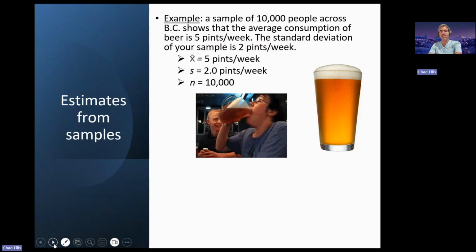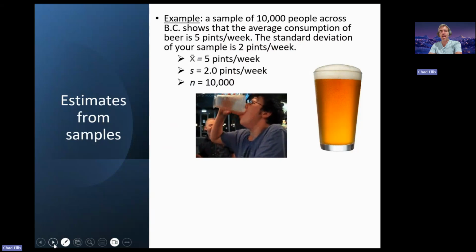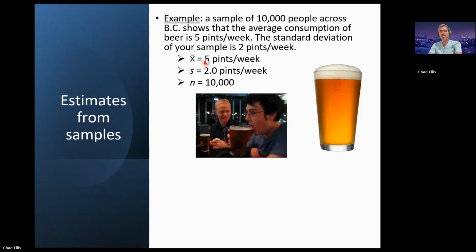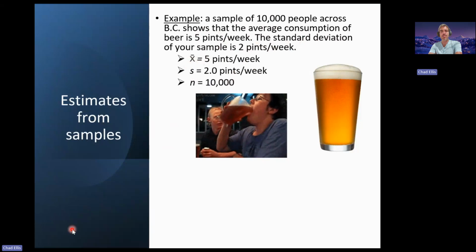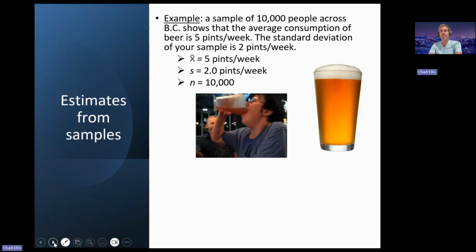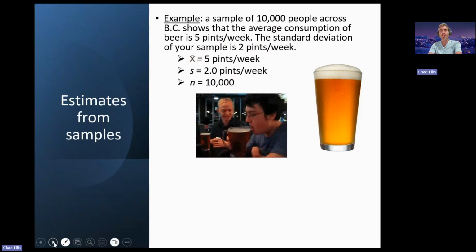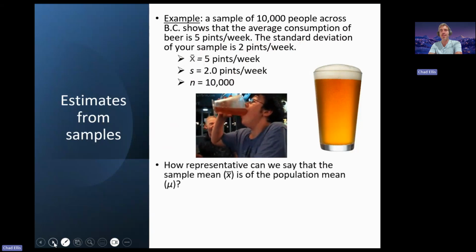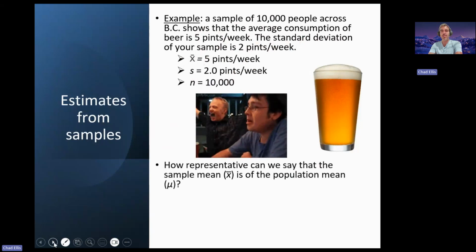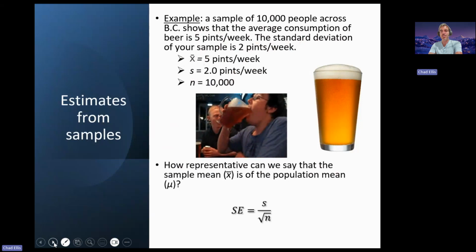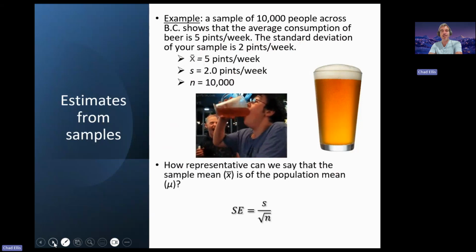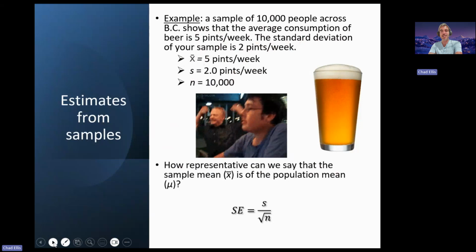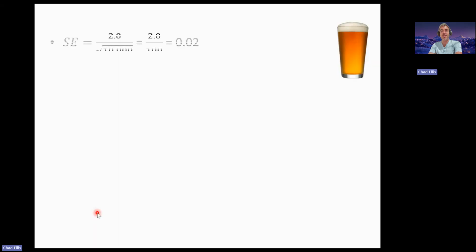So now we can calculate the standard error of the mean to tell us how well our sample mean likely represents the overall population mean. And remember that we likely never really know what the population mean is going to be, but we can estimate how well the sample mean is at representing it. So again, we're going to use our standard error formula right there to calculate the standard error of this estimate.